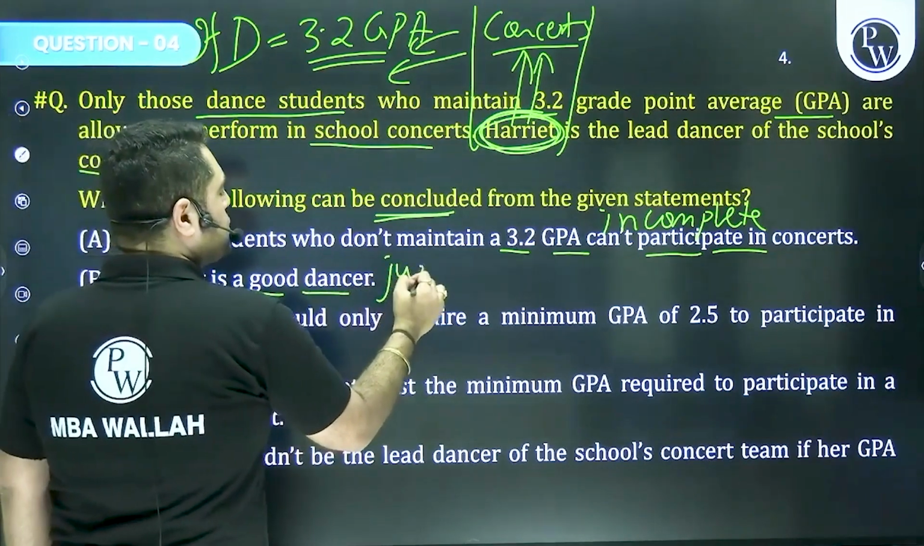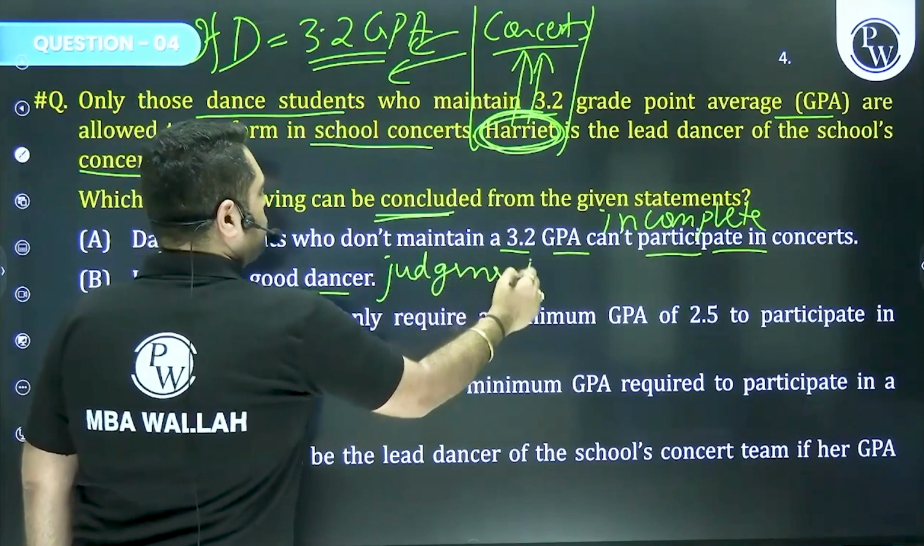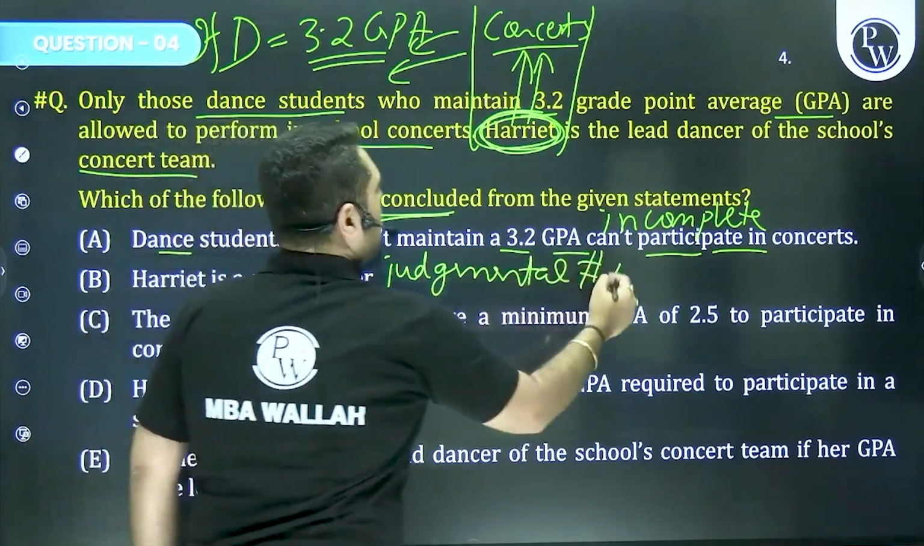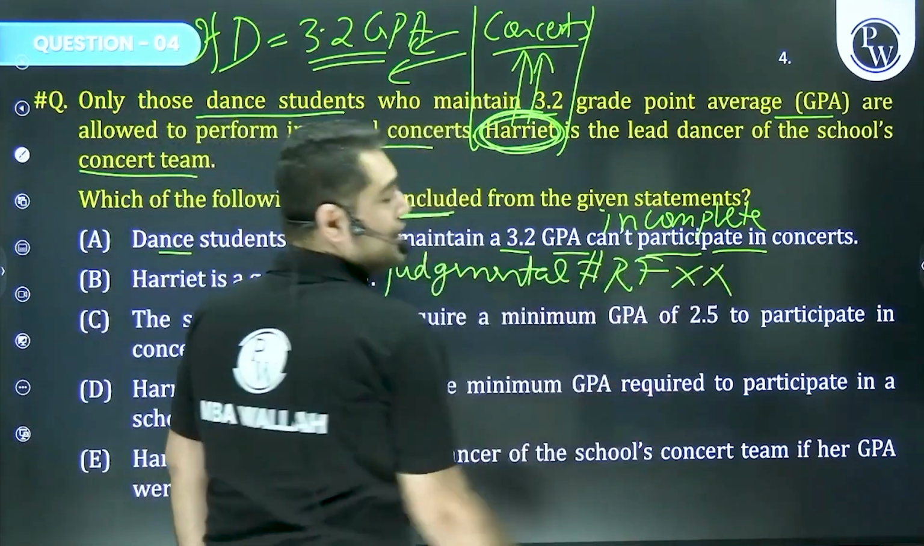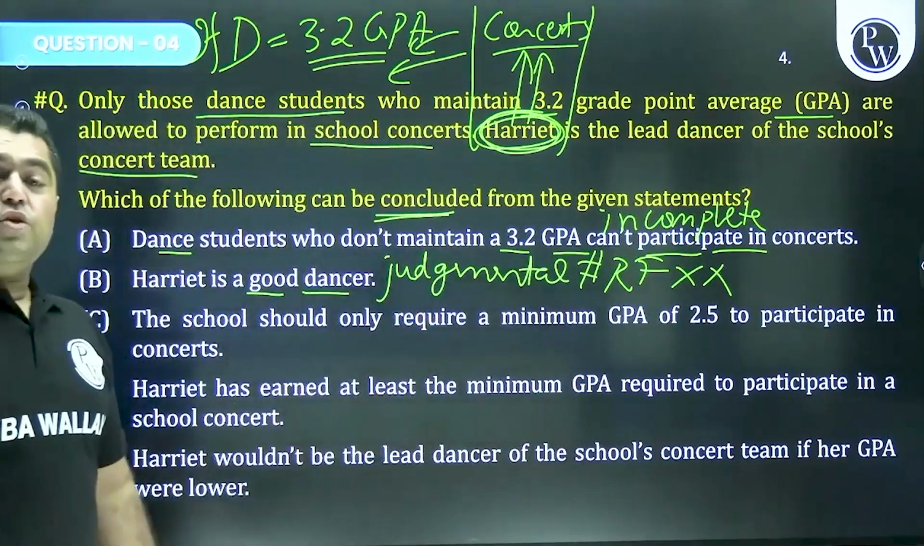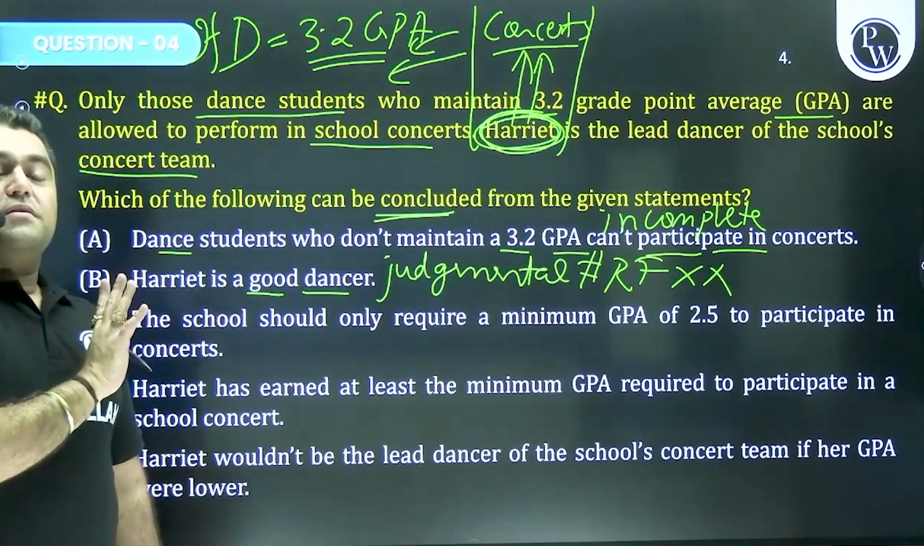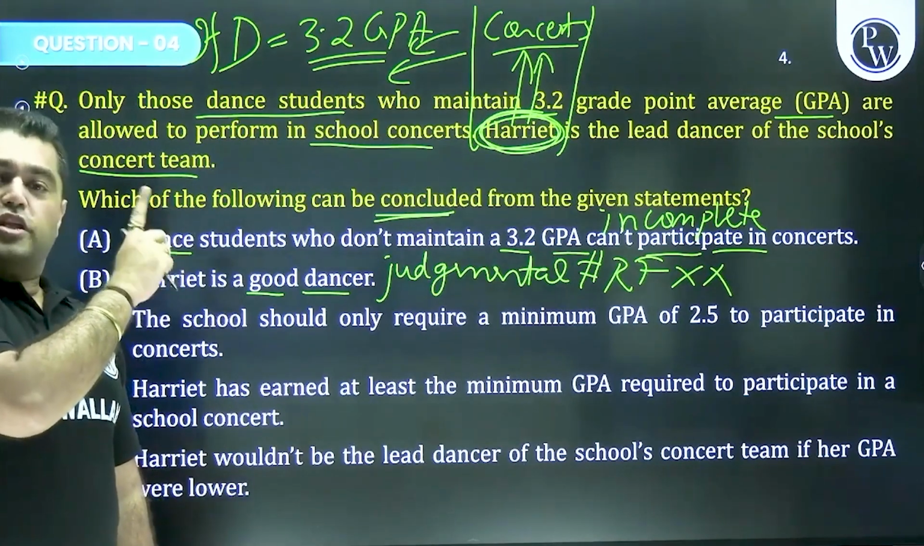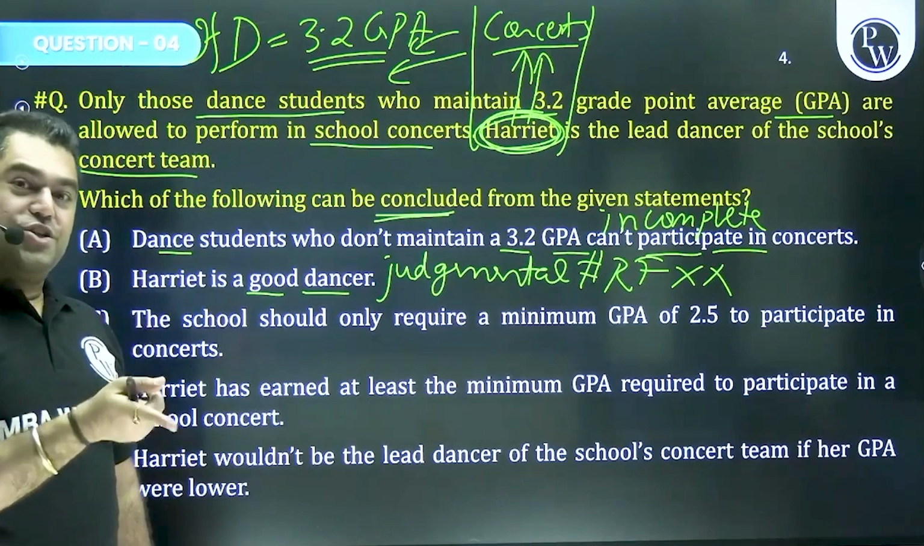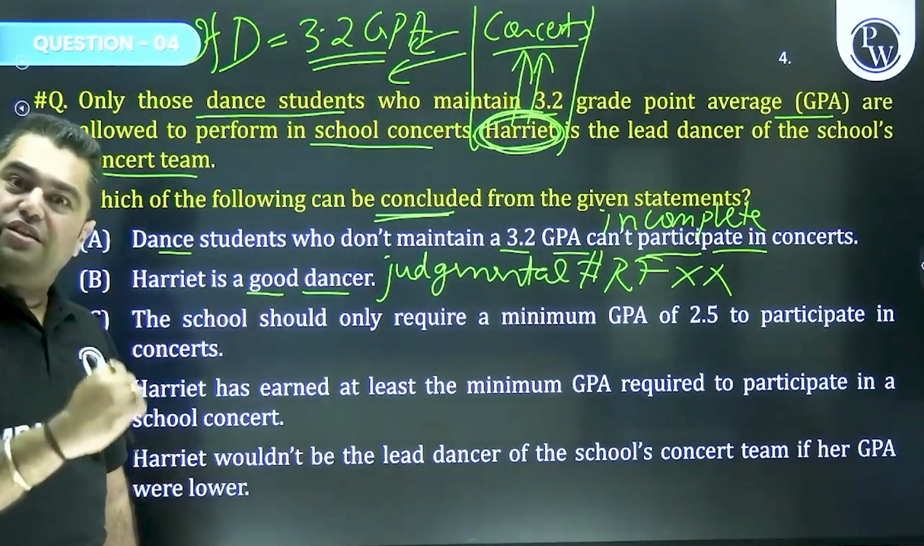People, this option is a judgmental option. Always, these are red flags. Reject. That is why Amit sir is writing the meaning. Okay? You cannot conclude that Harriet is a good or a bad dancer. She is the lead dancer, and to become the dancer, a 3.2 GPA is required. That doesn't mean that she's a good dancer. Remember that. She could be the best dancer.